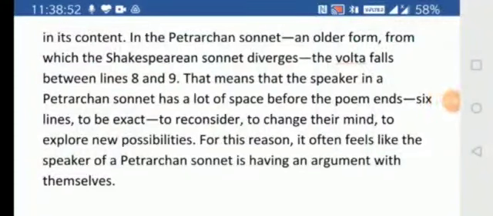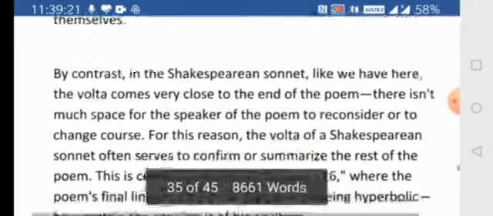The volta falls between lines 8 and 9. That means that the speaker in a Petrarchan sonnet has a lot of space before the poem ends, 6 lines to be exact, to reconsider, to change their mind, to explore new possibilities. For this reason, it often feels like the speaker of a Petrarchan sonnet is having an argument with themselves.